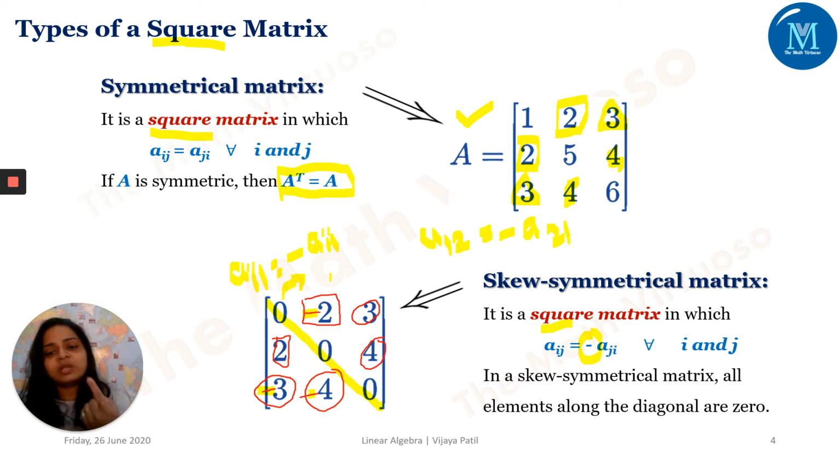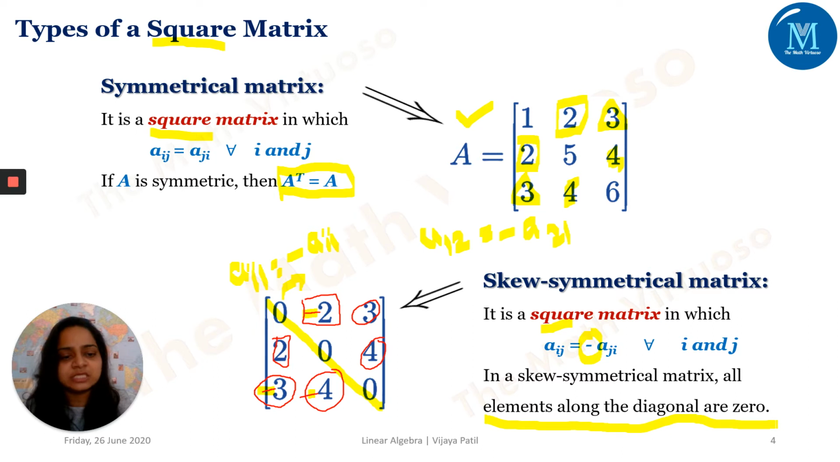What number is that? Only one number is present in the real numbers, that is 0. So that means what? Skew symmetrical matrix. So this is what has been given. All elements along the diagonal are 0. Why? Because of this property. This is nothing but the definition of this.